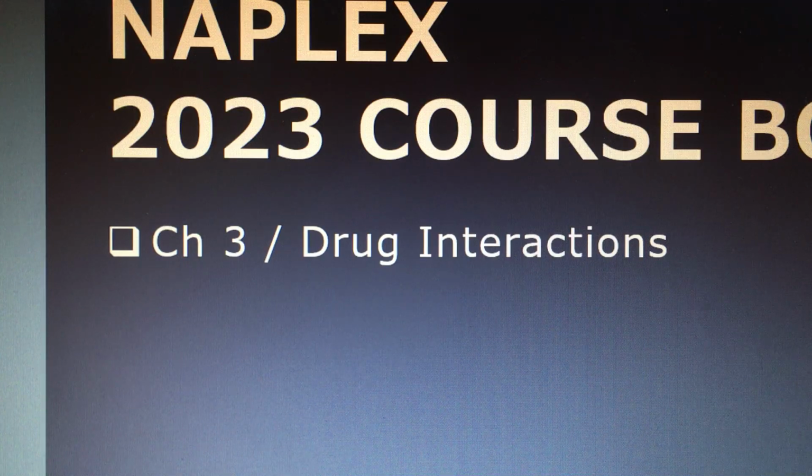Then there's some notes here. Effect on substrates, so decreased metabolism, increased serum levels, and clinical effects. Inhibitors equals increased effects or levels, toxicities. Effect on prodrugs, decreased conversion to the active drug, and decreased serum levels and clinical effects.